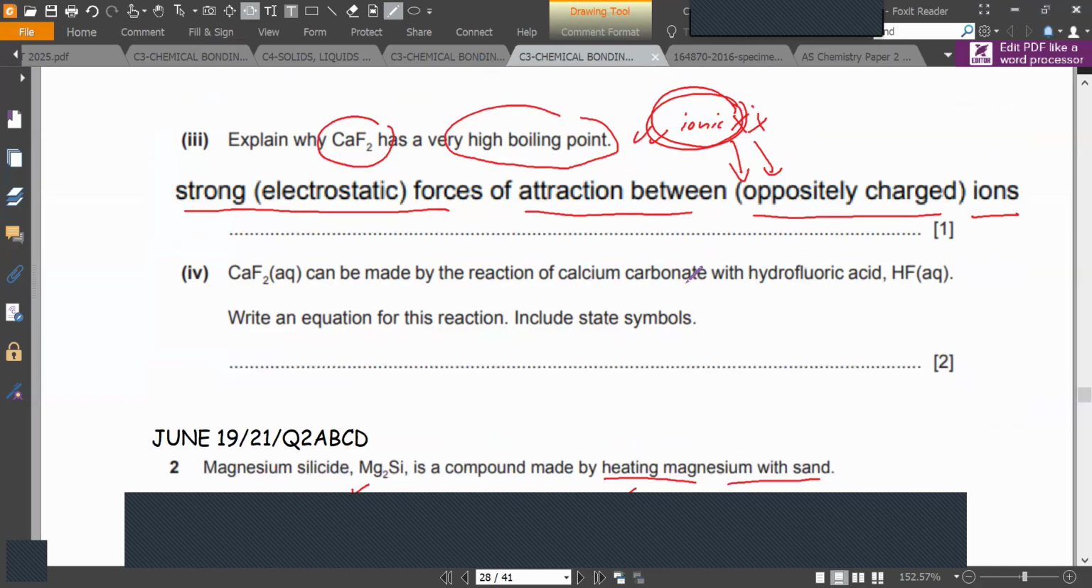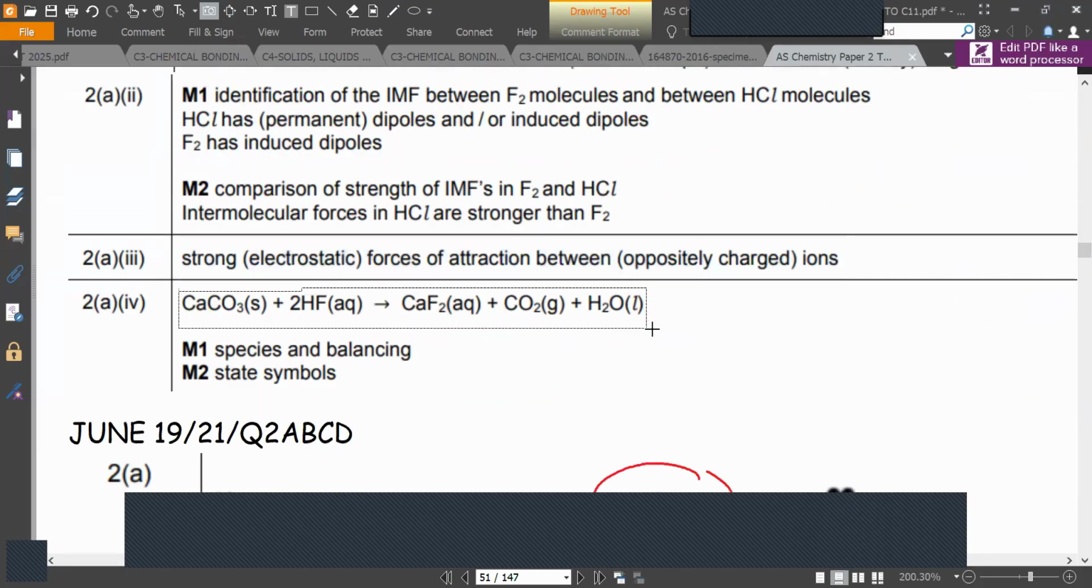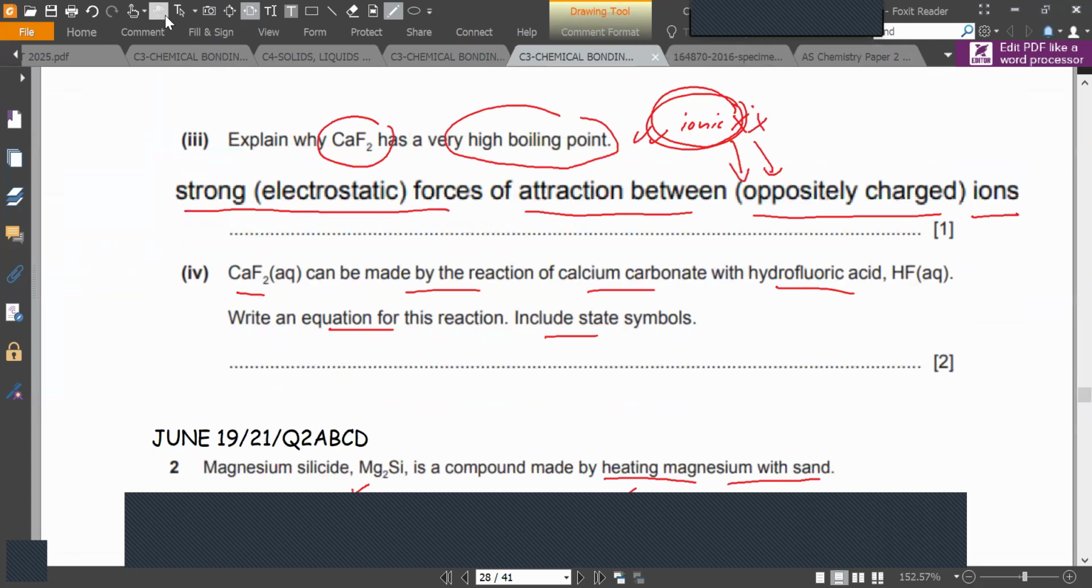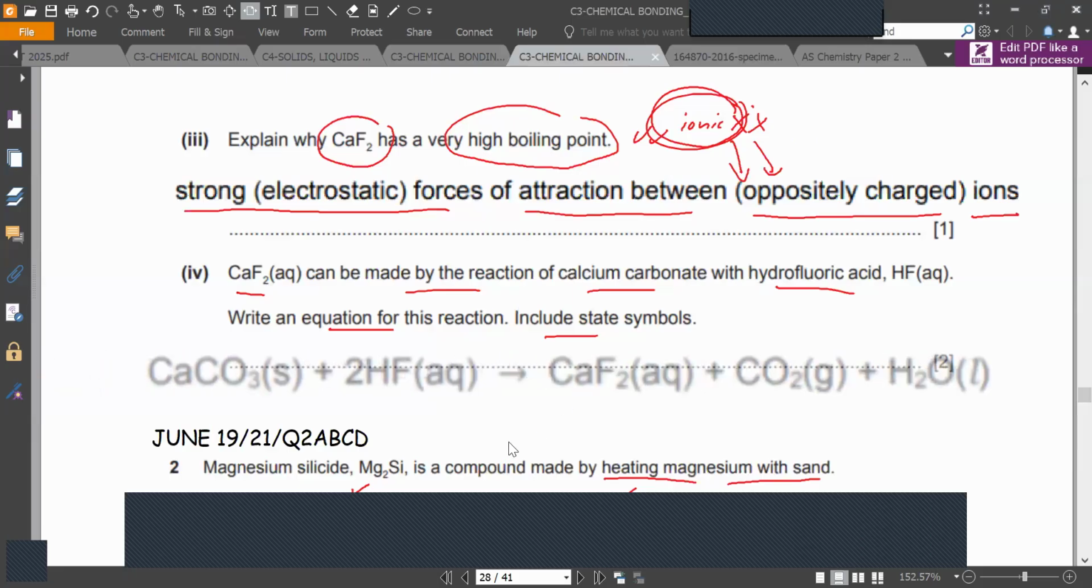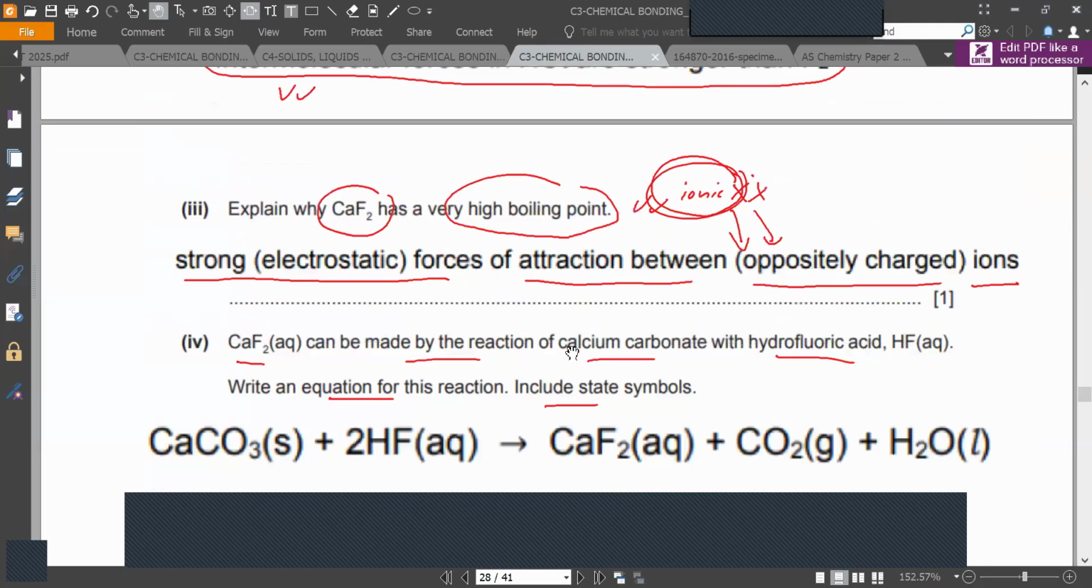CaF2 is made by reaction of calcium carbonate and hydrofluoric acid. Write the equation, include state symbols. This is very straightforward, chapter 1, so we can just quickly go through that. We just need to make sure we know how to write and balance the equation and how to write the state symbols. This is done.